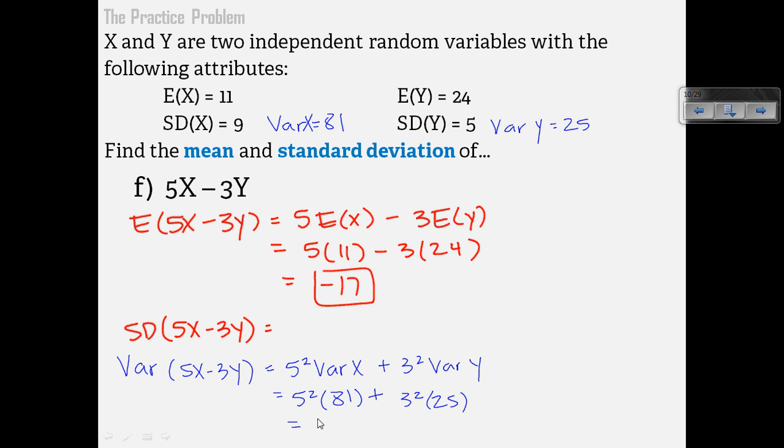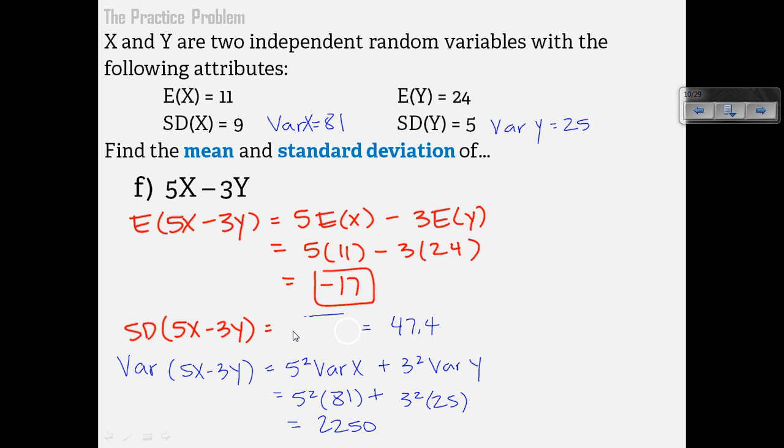Yep, 2250. Okay, so that's our variance, and then the square root, or standard deviation, would just be the square root of 2250, which is 47.4. So that's one way to do it, is to work through the variance. Yes, it takes a little bit longer, but it's not quite as much to remember.